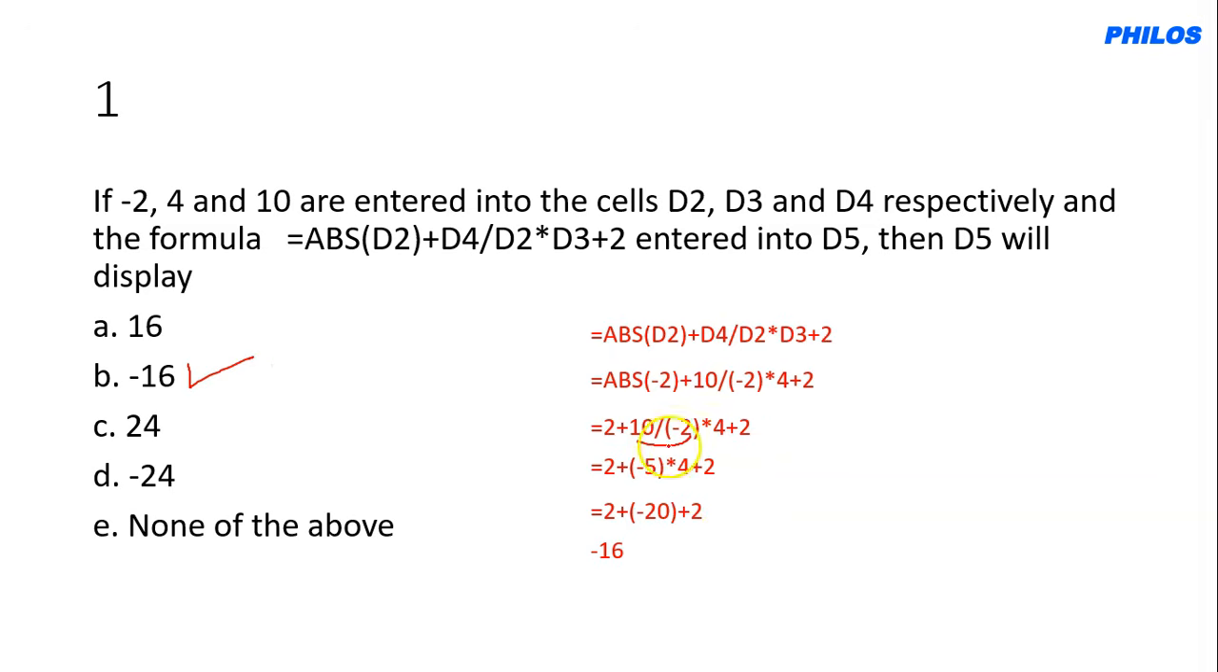When you get to stage 3, you can put it straight on your calculator. You can type 2 plus 10, then you use the division sign. Please use the division sign located where the multiplication, addition, and subtraction signs are. Then you put in brackets -2 times 4 plus 2. When you punch this on your calculator, it will give you -16 straight. So the correct answer for question 1 is B. Let's proceed to the next question.